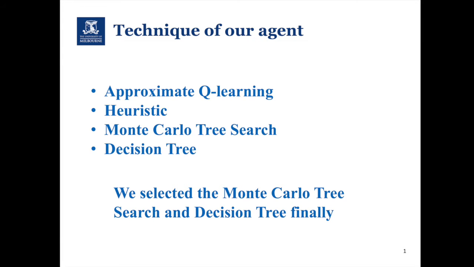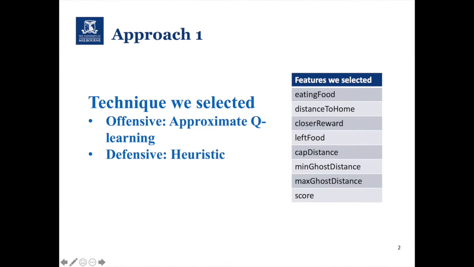This video will introduce our approaches for Pac-Man capture the flag. In this context, we apply 4 techniques, including approximate Q learning, heuristic, Monte Carlo tree search, and decision trees. In the first approach, we decided to use approximate Q learning as our offense strategy, simply because it has good performance in theory. The defense strategy is a heuristic function.